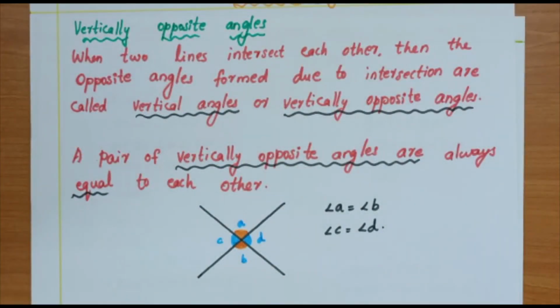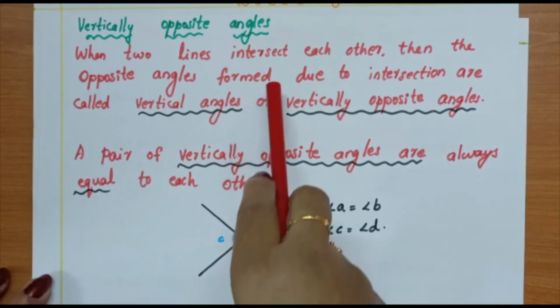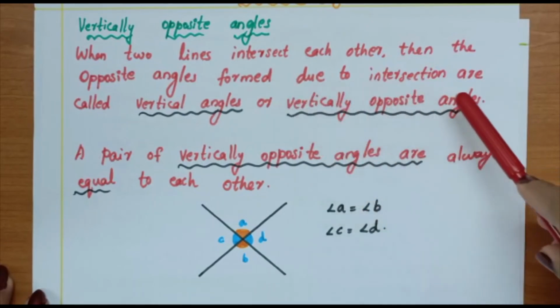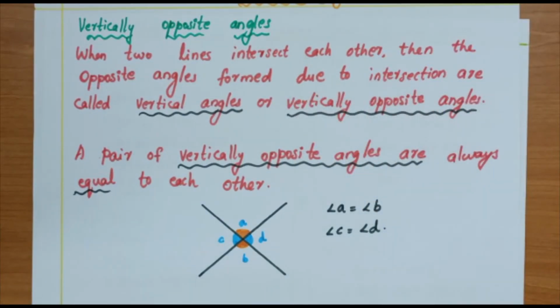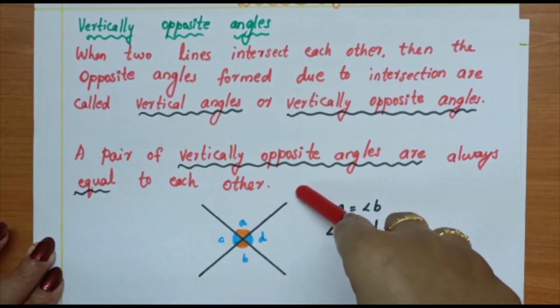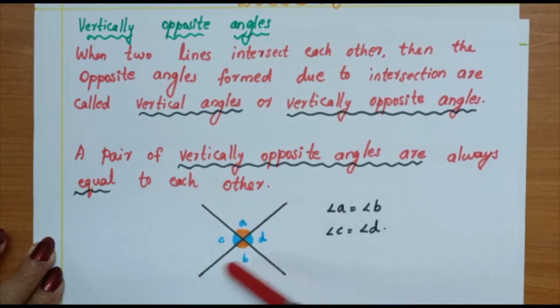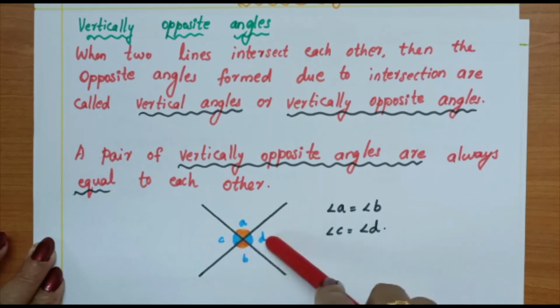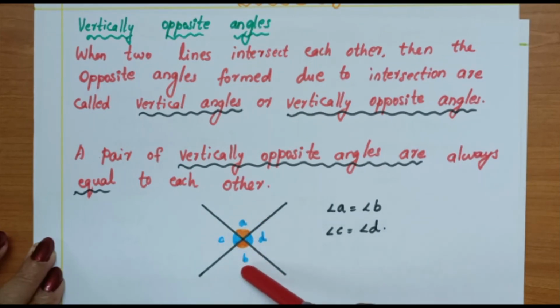There is one more type of angles, vertically opposite angles. Vertically opposite angles usually come in the questions. When two lines intersect each other, the opposite angles formed due to the intersection are called vertical angles or vertically opposite angles. We have learned about intersecting lines. Here the angles are marked with orange color and blue color. These two angles are called vertical angles or vertically opposite angles.